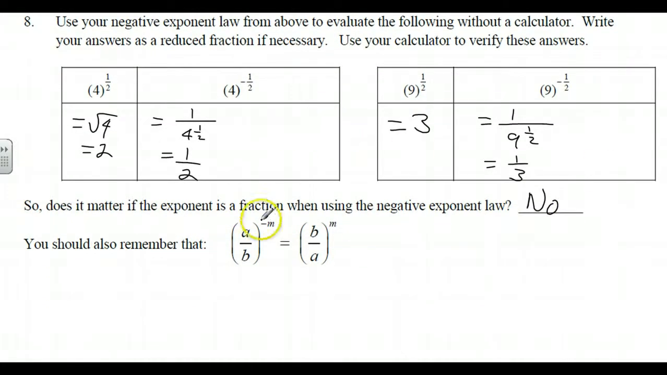Also, a big one, at least one that can be a big time saver, is when you are taking a fraction or rational expression to a negative exponent, you can simply take the reciprocal of that. So here what we do is we take the reciprocal. We take 4, the reciprocal of that's 1 over 4, and we make that 1 over 4 to the positive 1/2. Here we just flip the original expression, the original fraction.